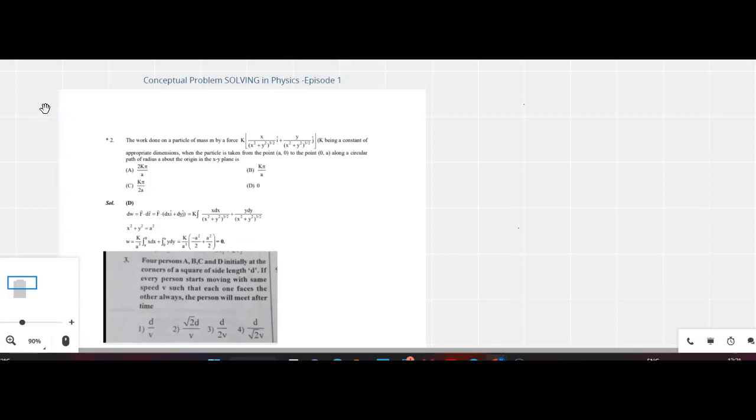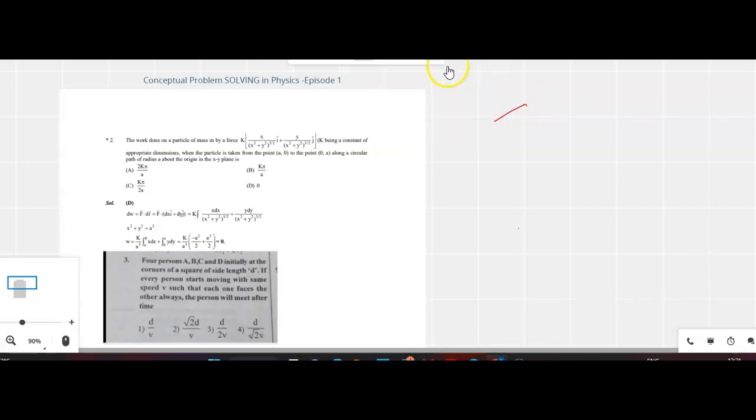Here the problem is to find the work done on a particle of mass m by a force, the expression for which is given, where k is a constant, when the particle is taken from the point A0 to the point 0A along a circular path of radius A about the origin in the xy plane. Here you can see that there is a circle.